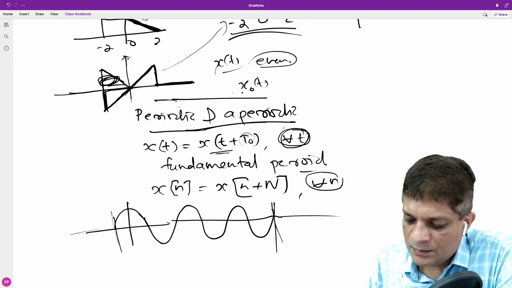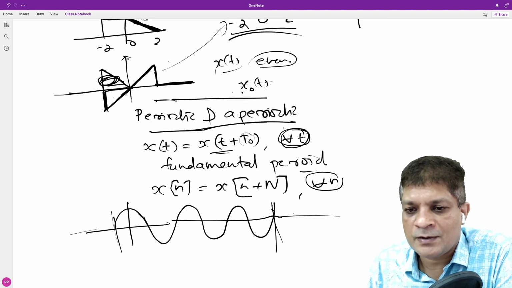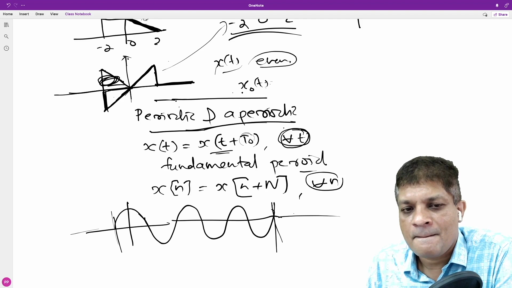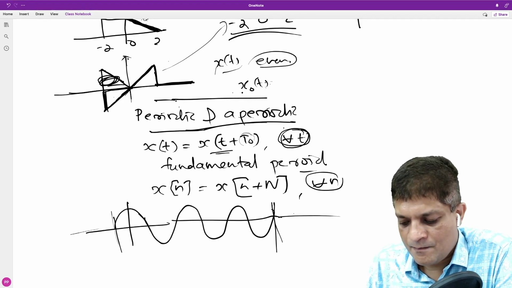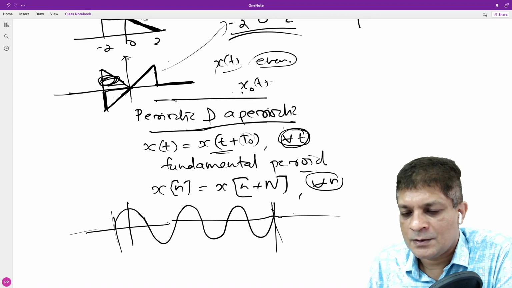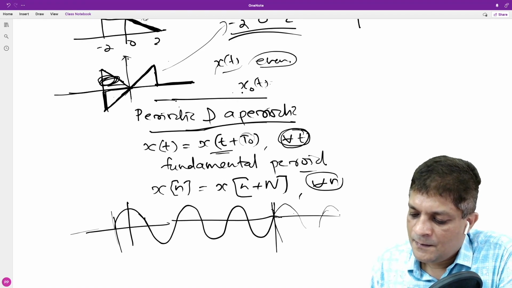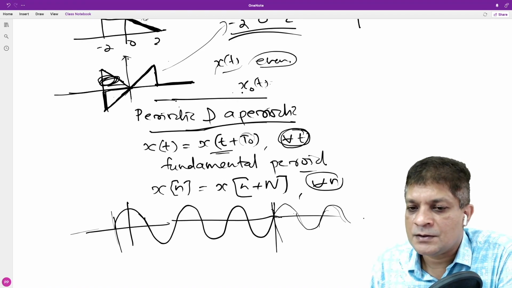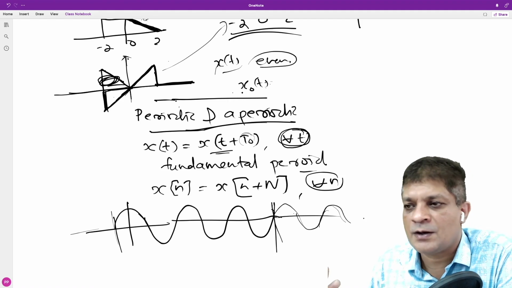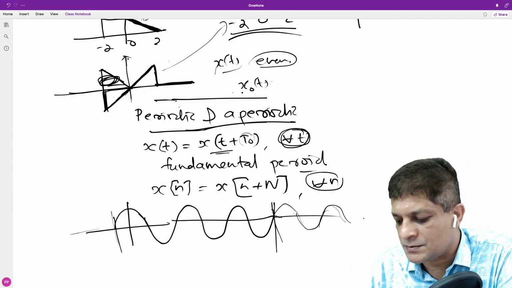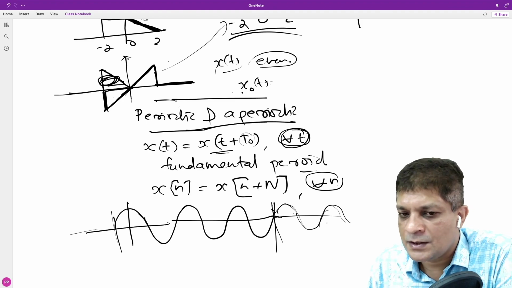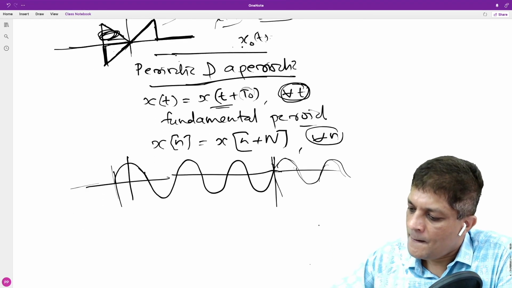So can we say that all the periodic signals are everlasting signals? They start at minus infinity and go up to infinity, isn't it? They are everlasting signals. They are not physically realizable signals.